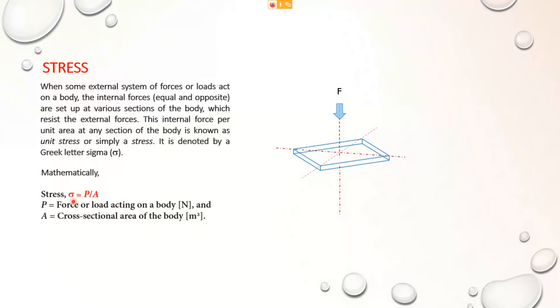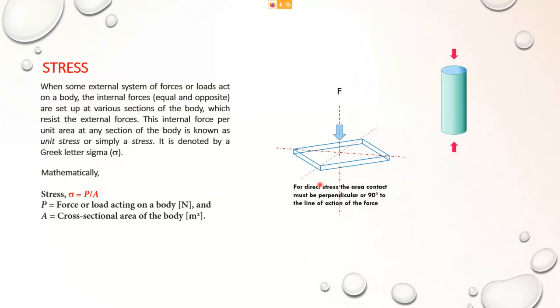Any problem? Everyone, any question? No. Okay. So for direct stress, the area of contact must be perpendicular, or 90 degrees, to the line of action of the force. So that is how you see it. That is where the force is acting on the surface of the object. So remember, this area and the force must always be 90 degrees when you're dealing with what we call direct stress. Everyone okay? Okay, now these are a few more examples.